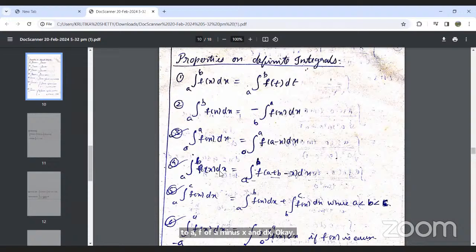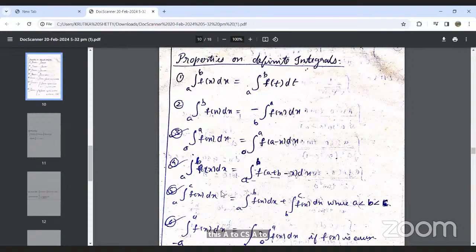Similarly, integral from a to b of f of x dx is equal to integral from a to b of f of a plus b minus x dx. Next, we have integral from a to c of f of x dx, where c is lying between a and b, and then we can split this a to c as a to b and b to c.